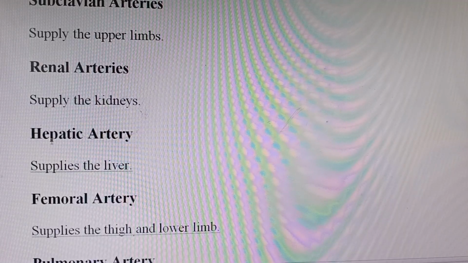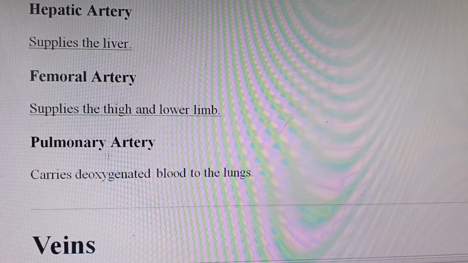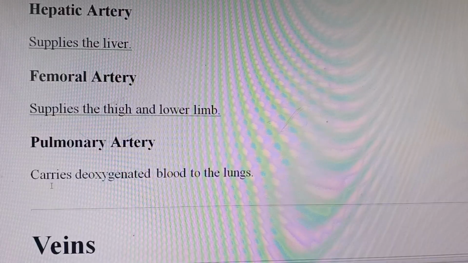Hepatic means liver, so it supplies blood to the liver. Next one is femoral artery. Femoral artery supplies blood to the thigh and lower limbs. Next one is pulmonary artery. Pulmonary artery carries deoxygenated blood to the lungs.